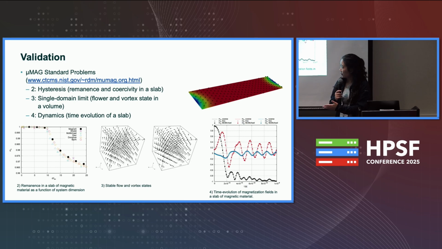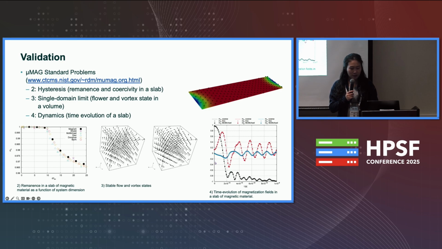After it relaxes to a stable state, we apply a magnetic field as a function of time. And then we record what mx, my, and mz look like as a function of time, and we compare it against theory and other solvers. So again, we see a very good match.